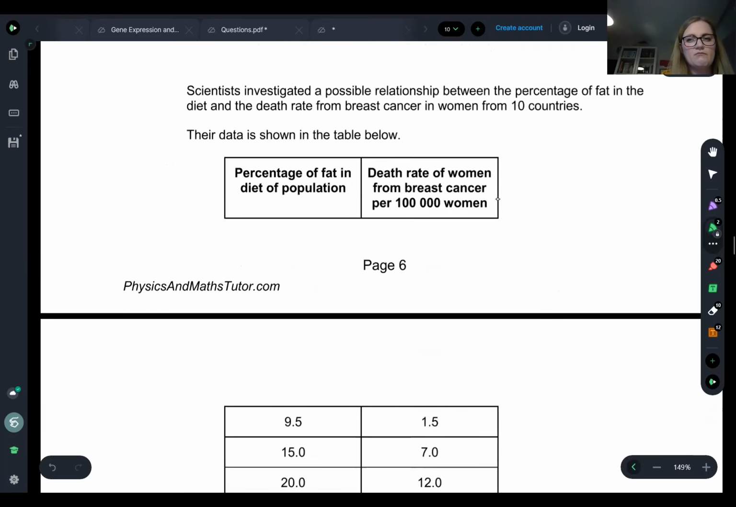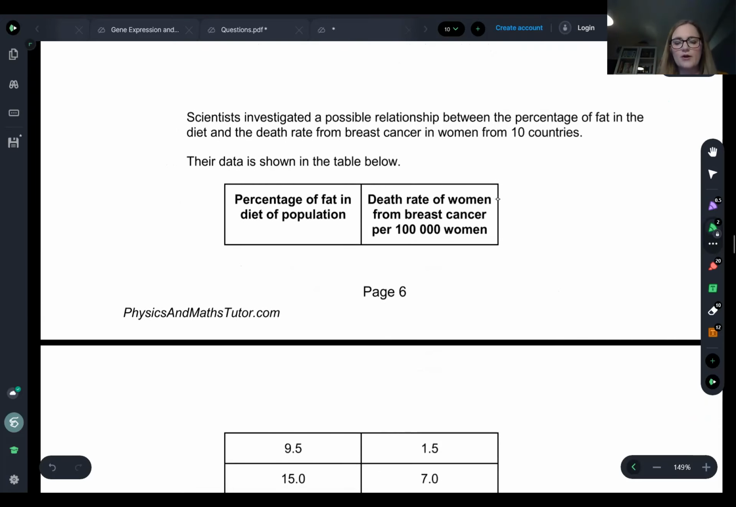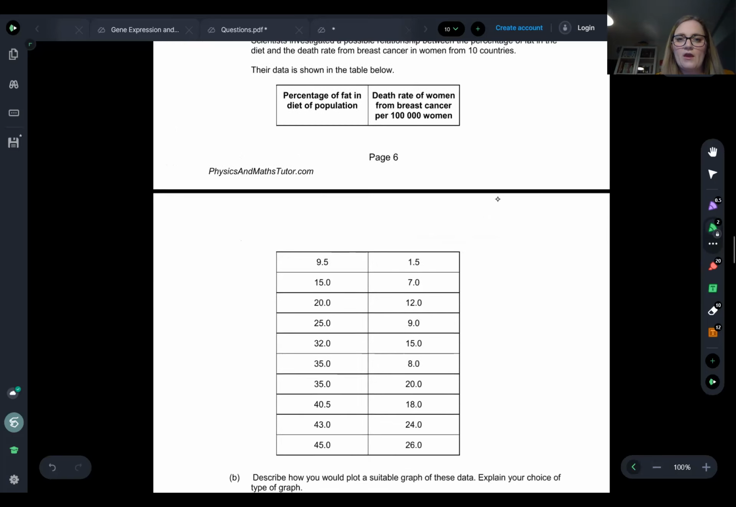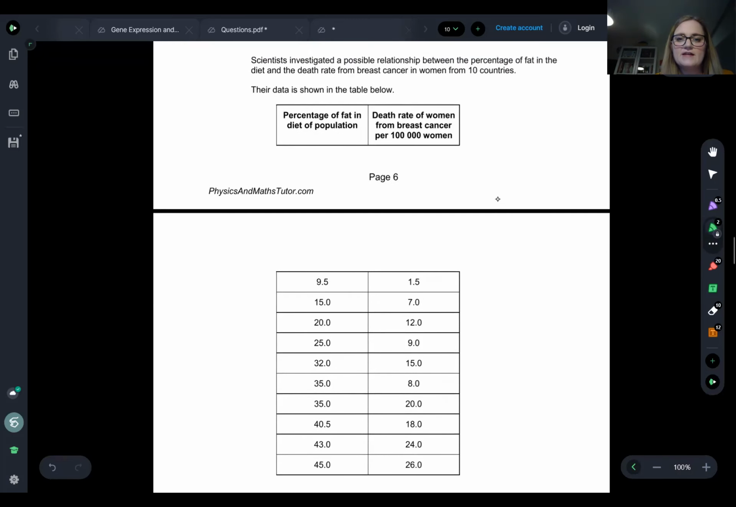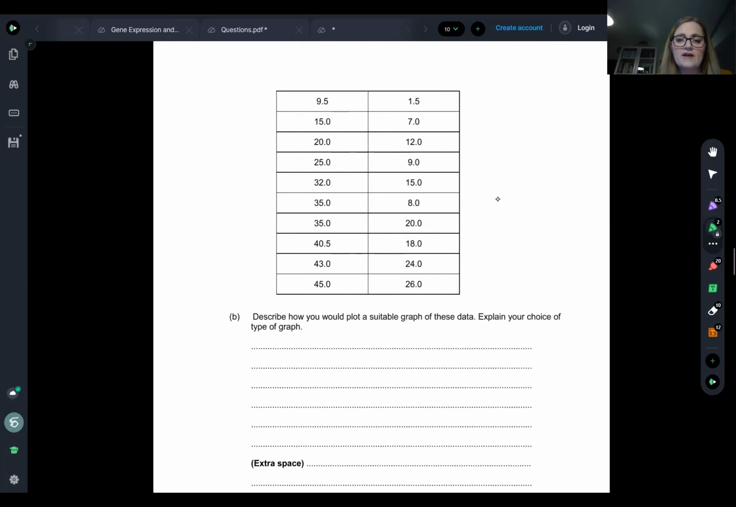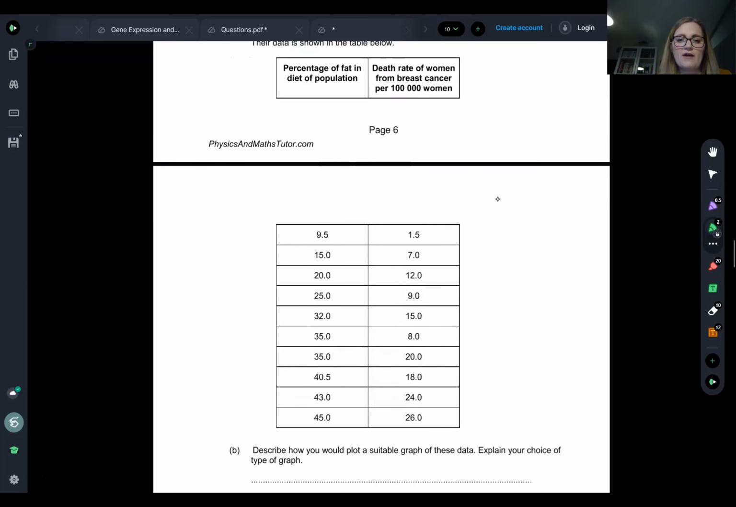Okay, so here we've got another sort of data question. There's lots of data questions in the cancer section. So scientists investigate a possible relationship between the percentage of fat in diet and the death rate from breast cancer in women from 10 countries. Their data is shown in the table below. So we have percentage of fat in diet of the population and the death rate of women from breast cancer. The question is, describe how you'd plot a suitable graph of this data and explain your choice of graph.